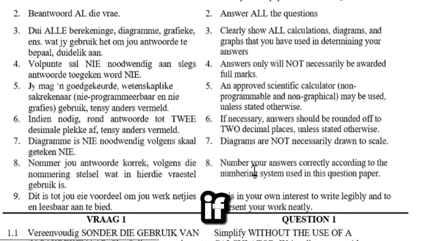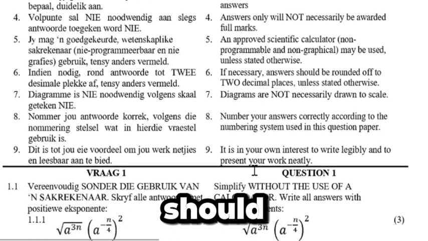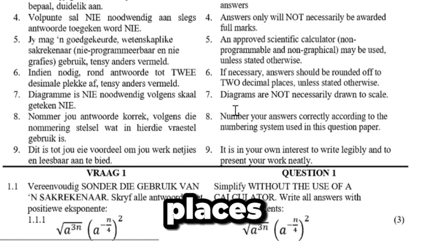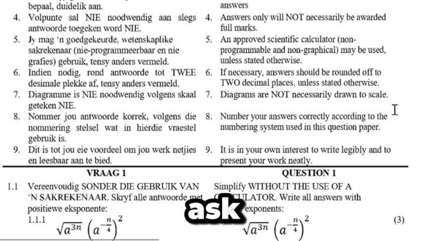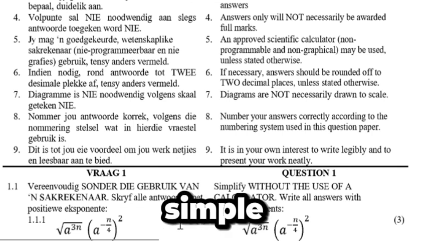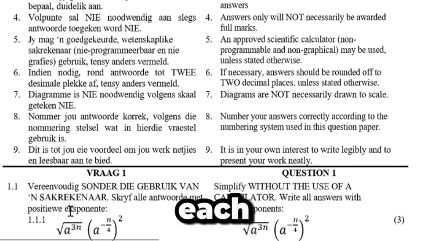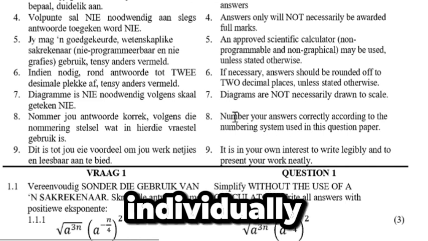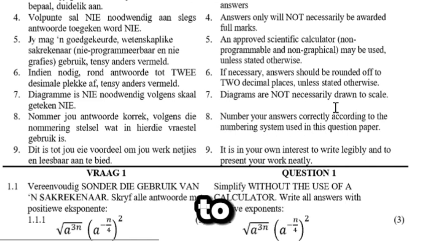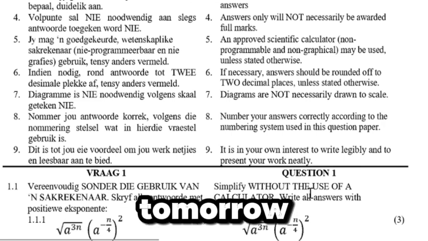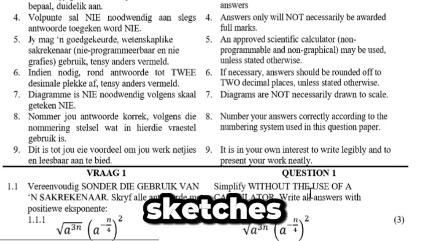If necessary, answers should be rounded off to 2 decimal places unless stated otherwise. They can ask you to write it in simplest surd form, then you leave it in simplest surd form. You need to read each instruction individually. Diagrams are not necessarily drawn to scale. This will not be applicable for tomorrow because this test doesn't have any sketches.